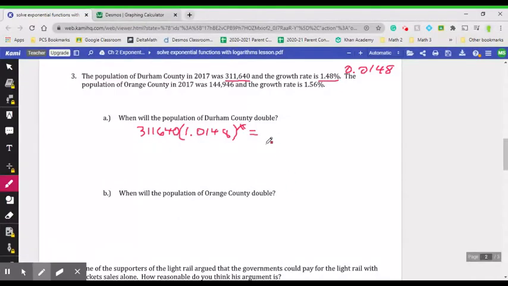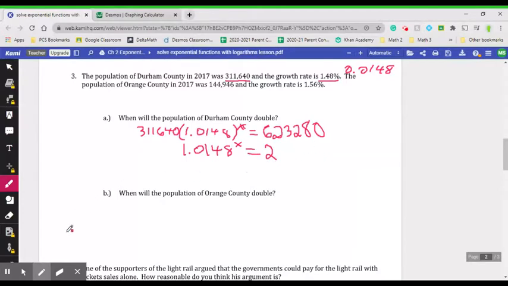And then we can just double our 311,000 number, and we have that equal to 623,280. So obviously, if you were to divide by 311,000, this 600,000 number is twice what this is. And so that means that 1.0148 to the power of x is just going to be equal to 2. So we just have to figure out the answer there.